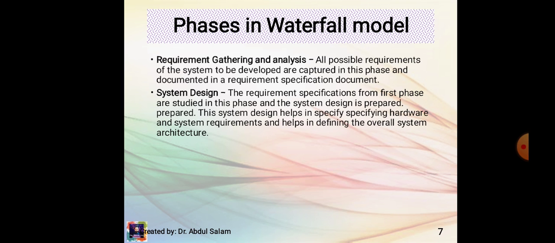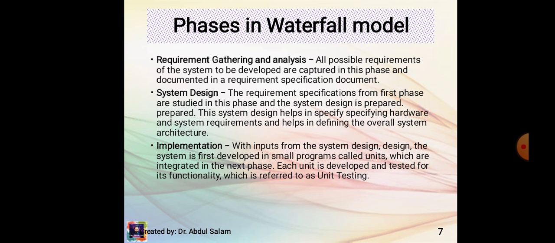Phases in waterfall model. Requirement gathering and analysis. All possible requirements of the system to be developed are captured in this phase and documented in a requirement specification document. Then system design. The requirement specification from first phase are studied in this phase, and the system design is prepared.